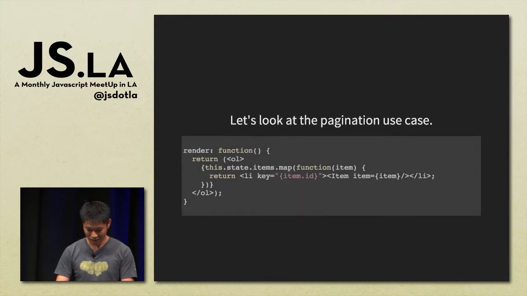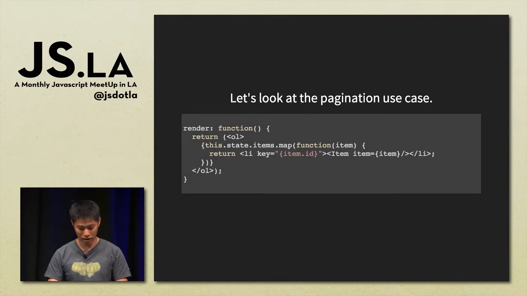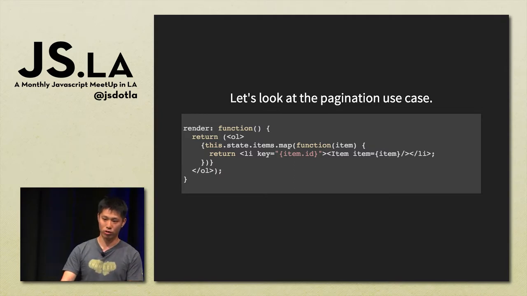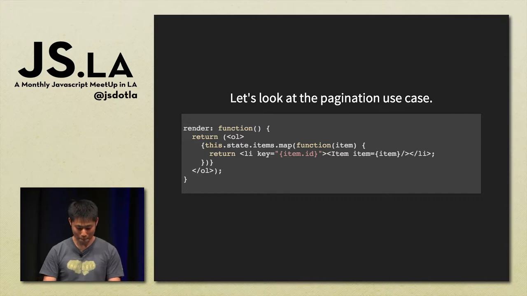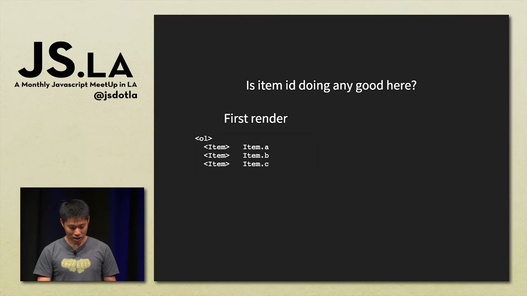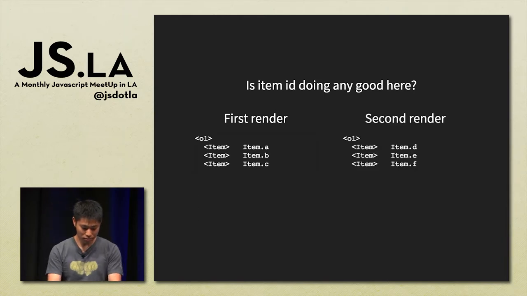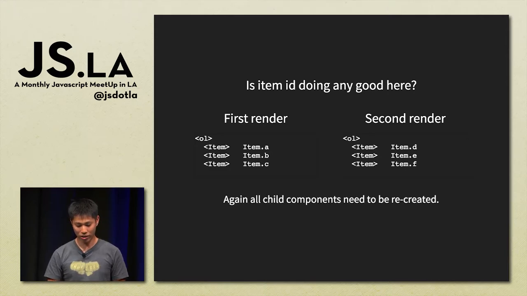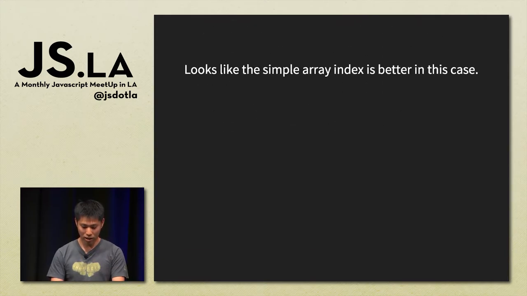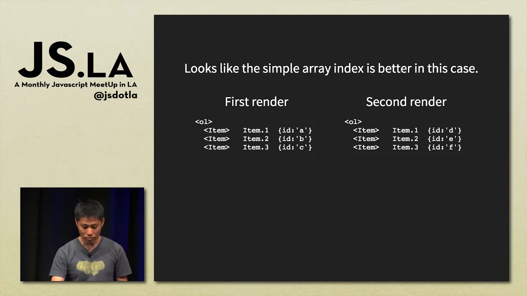Let's take a look. So now I want to build another component that has a pagination feature. And now I continue to use the item ID as the key. Is item ID good here? Let's take a look. So the first render is ABC as the item. But in the second render, it's trying to create an item with DEF as the key. So we have to destroy them again because the key doesn't match here. So in this case, it seems the index is better, right?